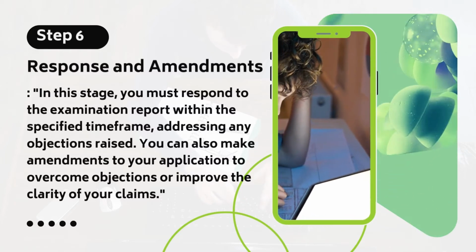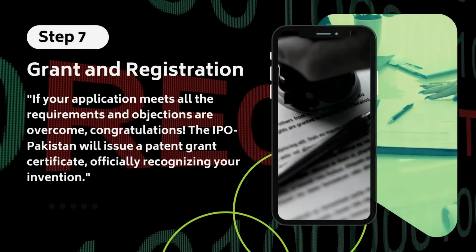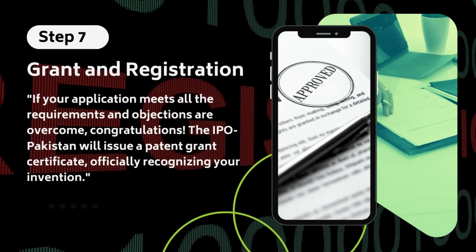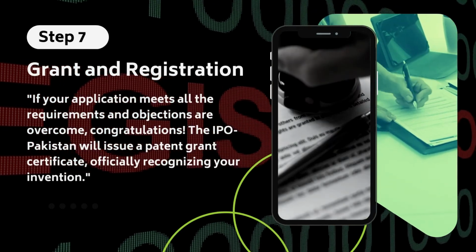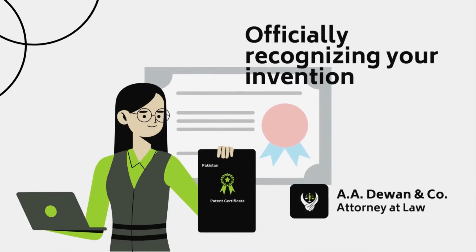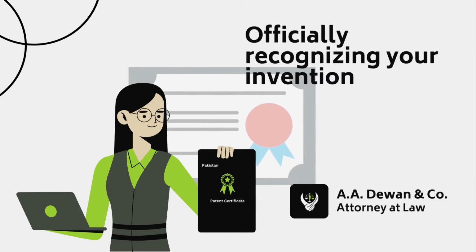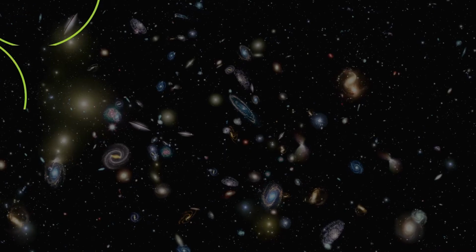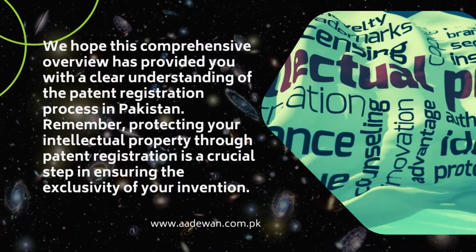Step 7. Grant and registration. If your application meets all the requirements and objections are overcome, congratulations! The IPO Pakistan will issue a patent grant certificate, officially recognizing your invention. Your patent will then be registered in the Patent Register and published in the Official Gazette.